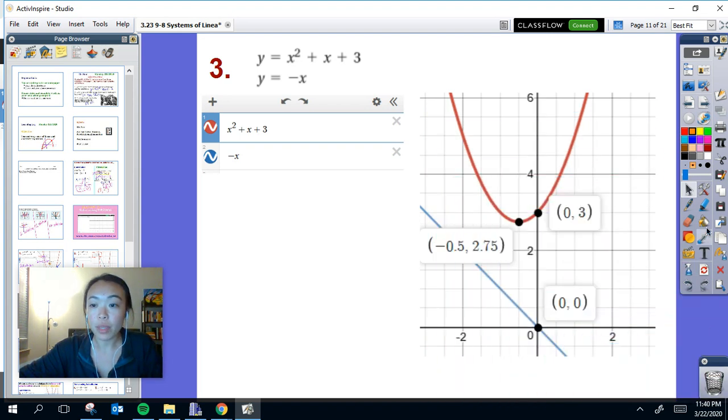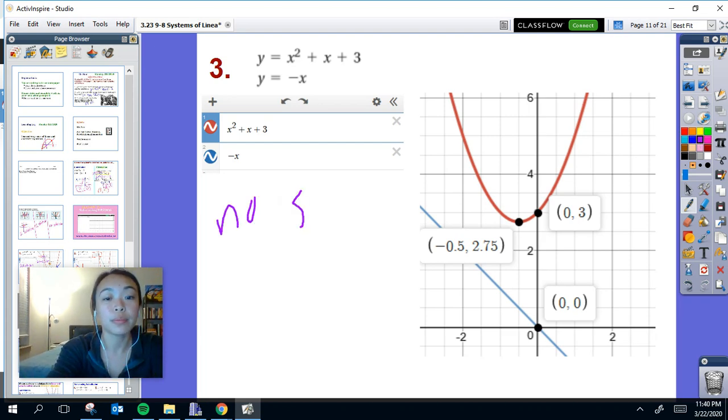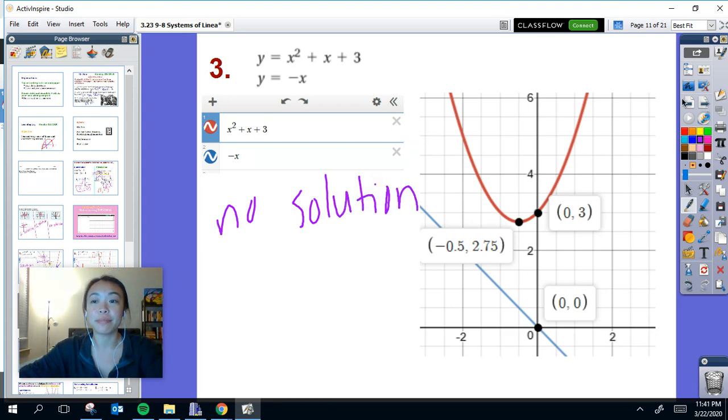All right. And when you do that, you should see, are there any intersections? No. So this one would be no solution. All right, nice and simple.